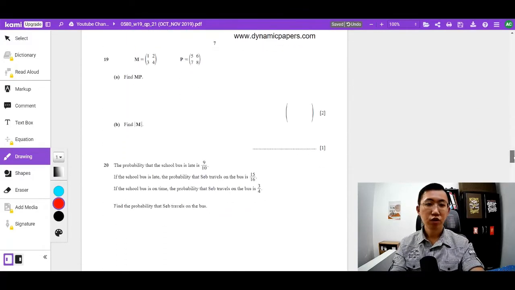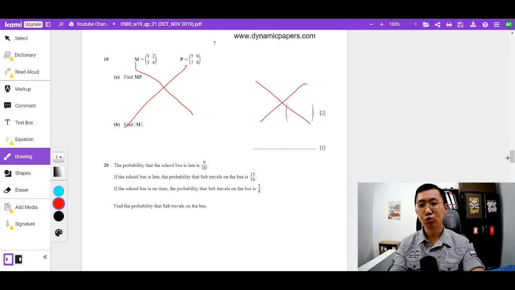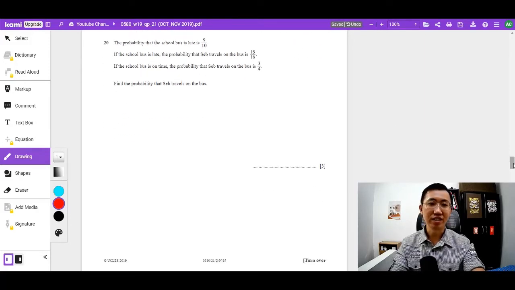Let's move on. Okay, number 19 is old syllabus, so we don't have to do, yeah. This chapter is called matrix or matrices. No need to do already. Remove from your IGCSE, okay? So 2022, 2023, all no need to do matrices.